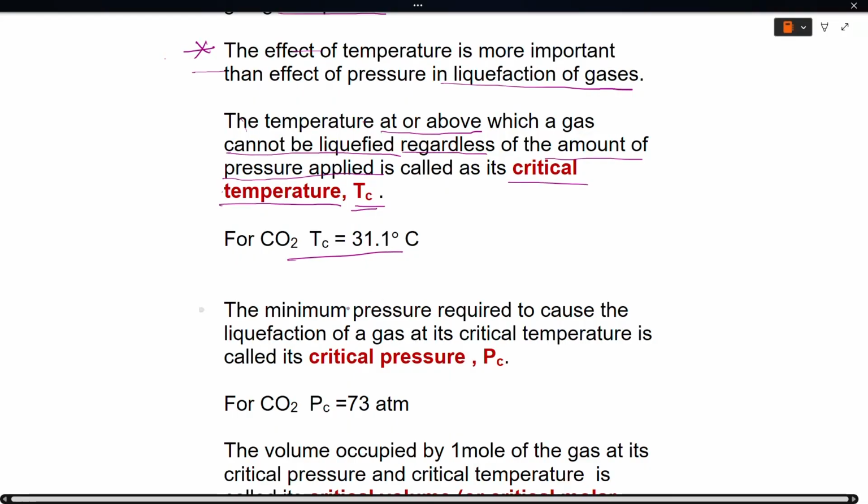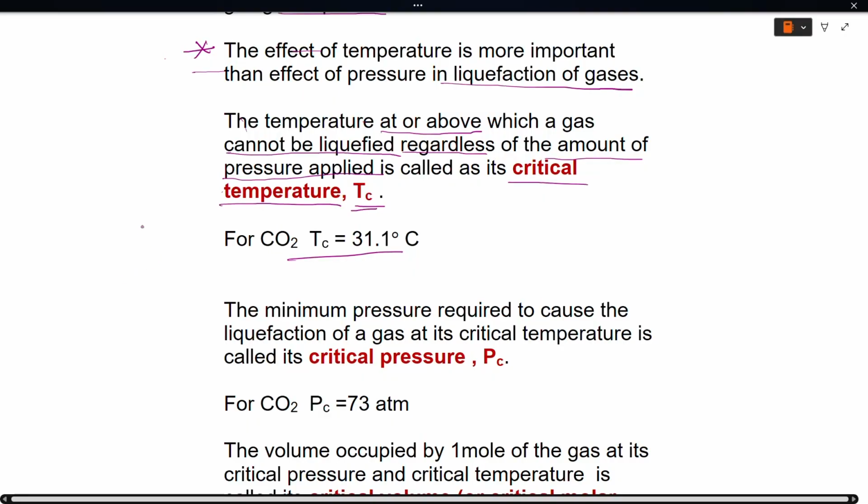For carbon dioxide it is 31.1 degrees Celsius. Now, the pressure you have to apply at that critical temperature to liquefy a gas is known as the critical pressure. That pressure can be any value, but there should be a minimum value: the minimum pressure required to liquefy the gas at critical temperature is known as the critical pressure. It is very important that it is a minimum pressure.